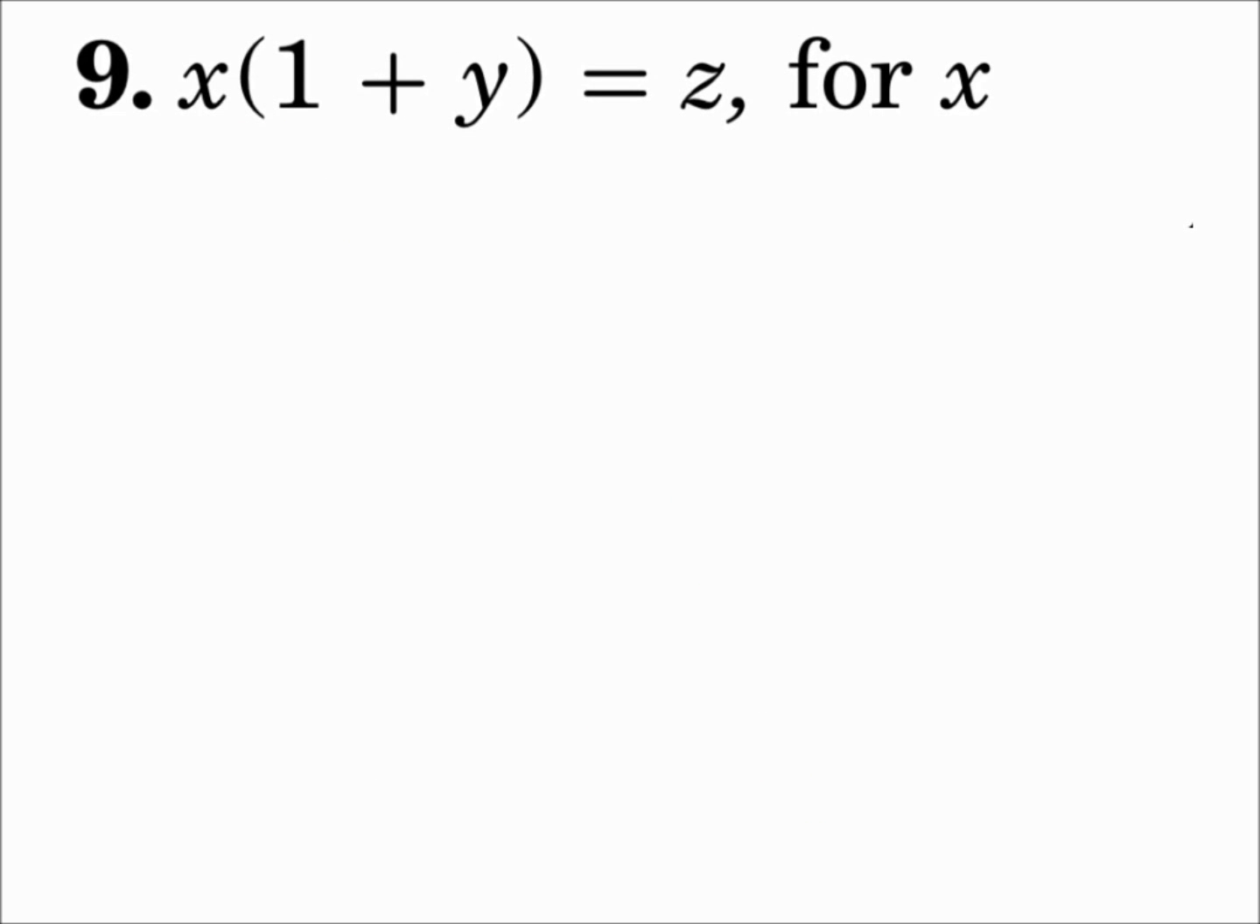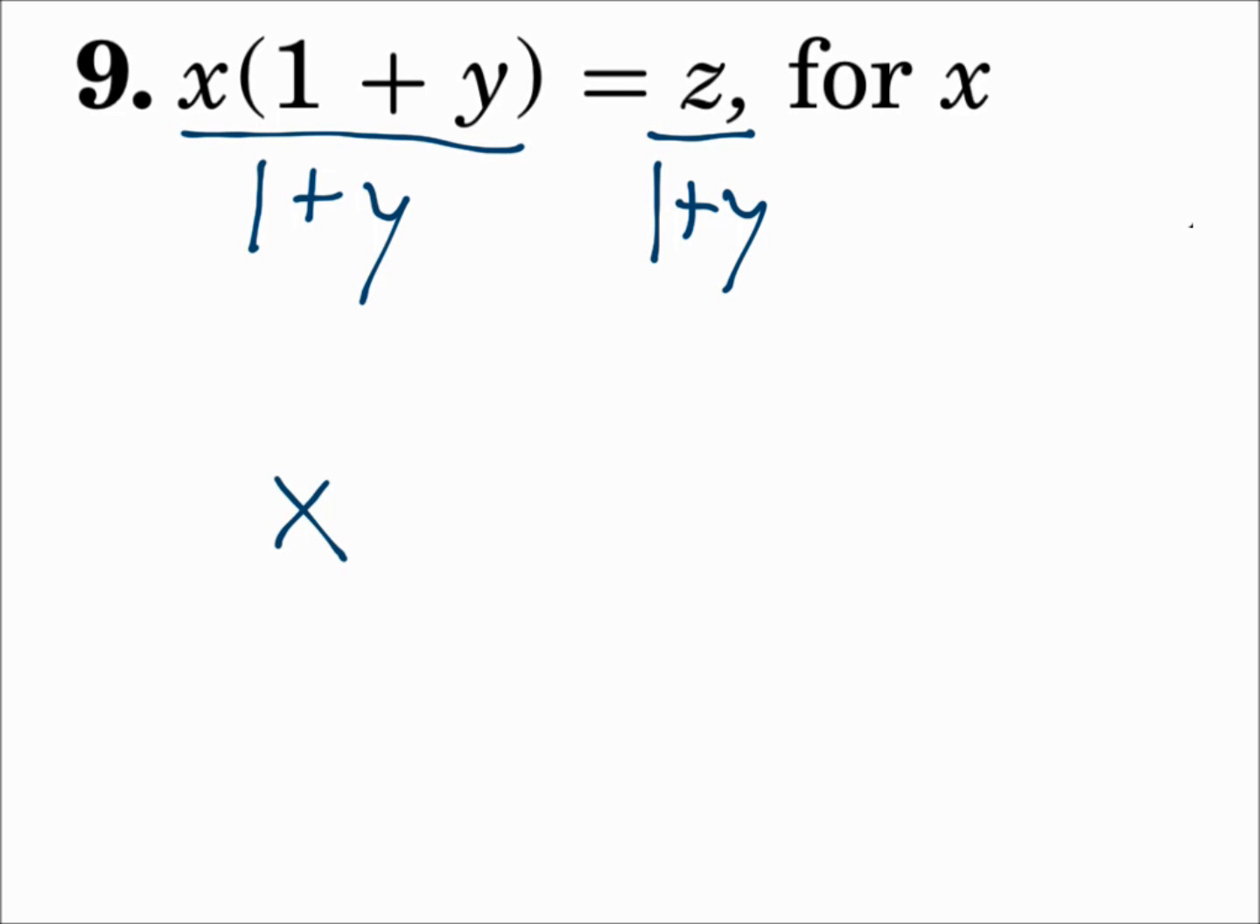Number 9. x times the quantity 1 plus y equals z. Solve for x. Well, you have x times that quantity. Get rid of the quantity and divide both sides by 1 plus y. The 1 plus y's cancel on the left, leaving x, and you have z over 1 plus y.